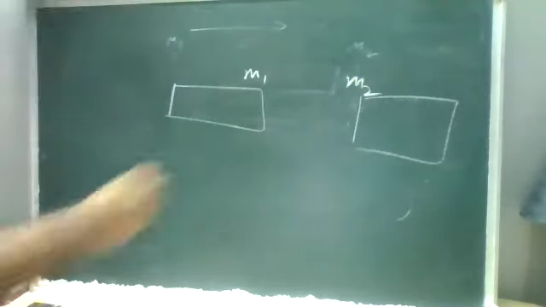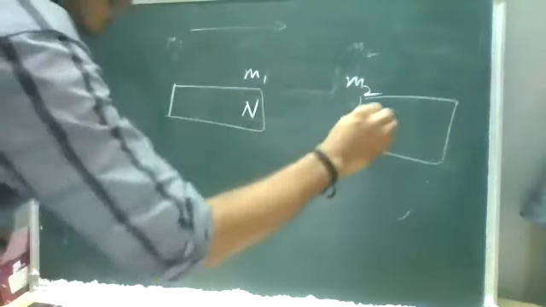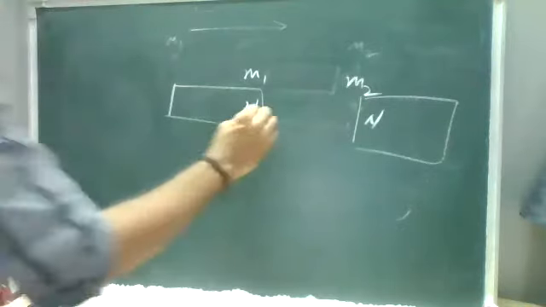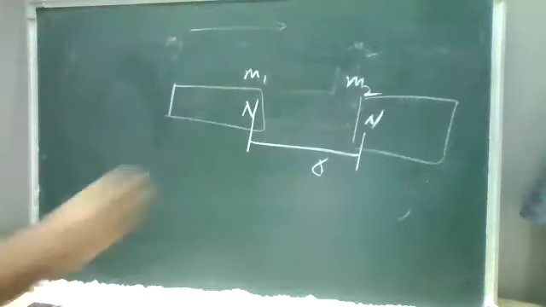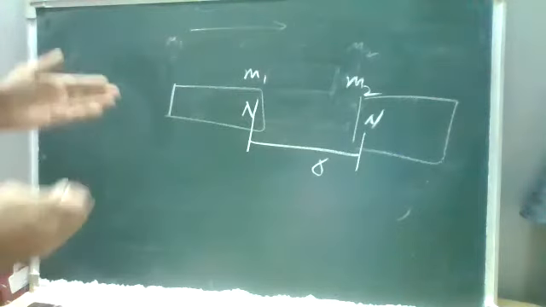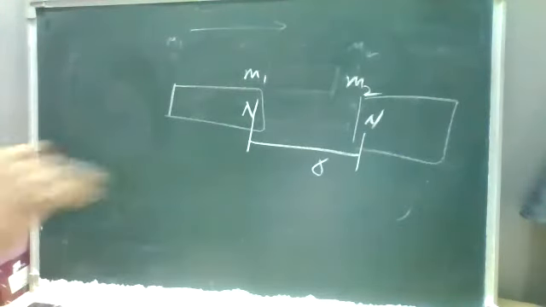Suppose we take this as repulsive, so they will have some repulsion. Same poles are closer to each other, and the distance between them is R. Because of this, when a force is applied, they will try to repel each other.